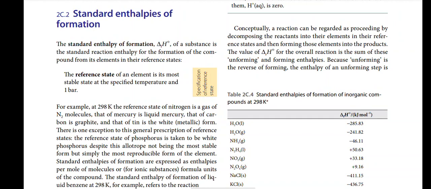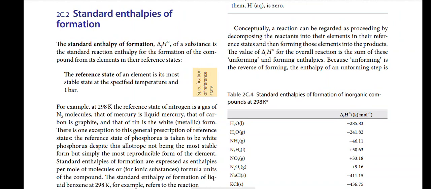That of mercury is liquid mercury. That of carbon is graphite. And that of tin is the white metallic form. There is one exception to this general prescription of reference state. The reference state of phosphorus is taken to be white phosphorus, despite this allotrope not being the most stable form, but simply the most reproducible form of the element.